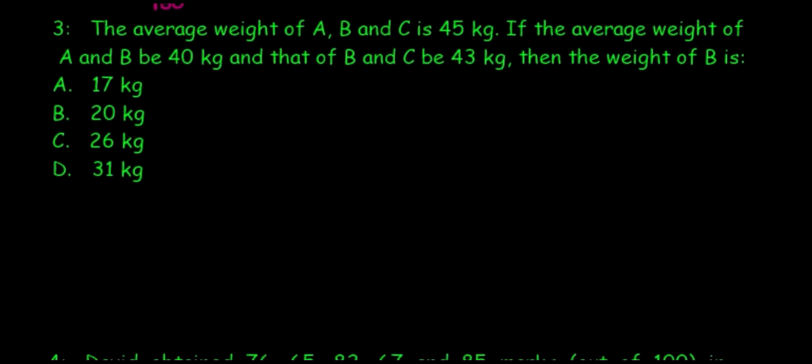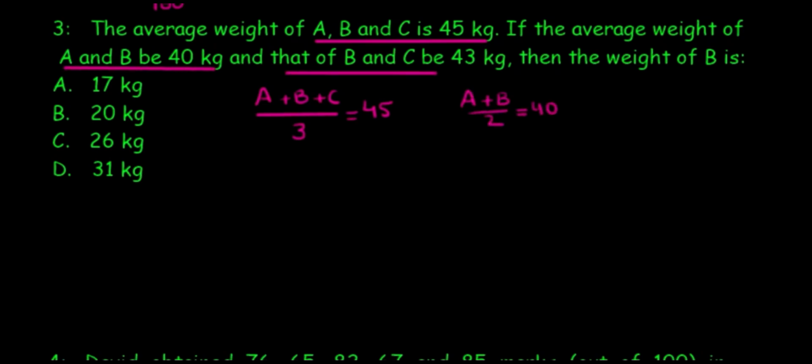Question number 3. The average weight of A, B, and C is 45. Okay, I got that. I'm going to form an equation using that. So A, B, and C, the average of them is 45. Got that. Next, if the average weight of A and B is 40, and that of B and C is 43, then the weight of B is, okay, that's the question.